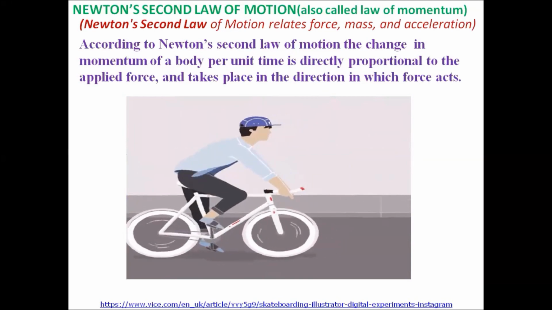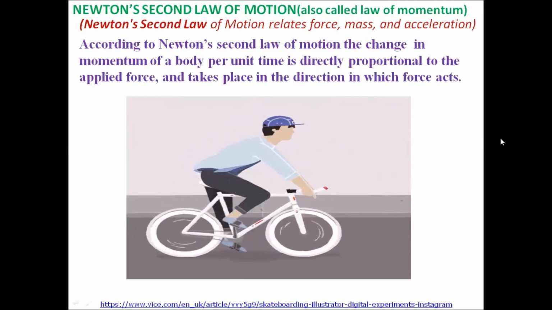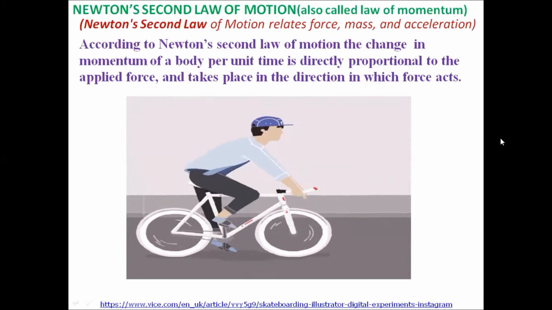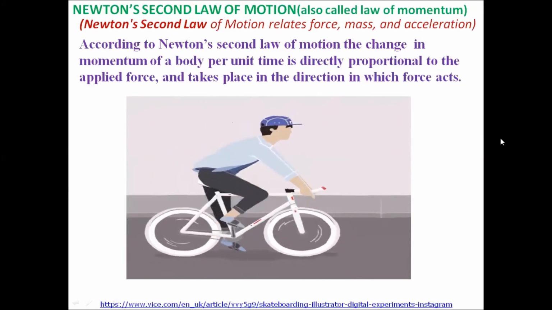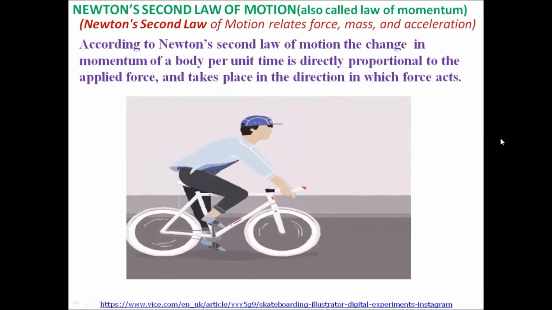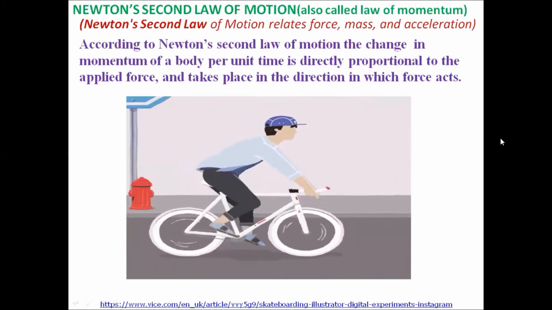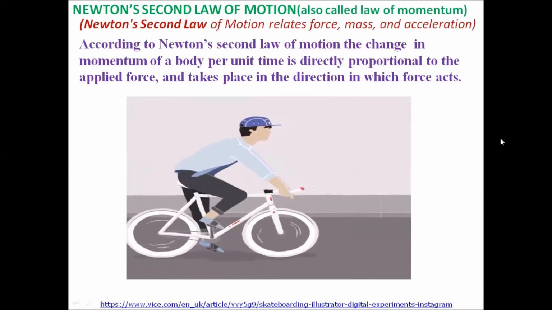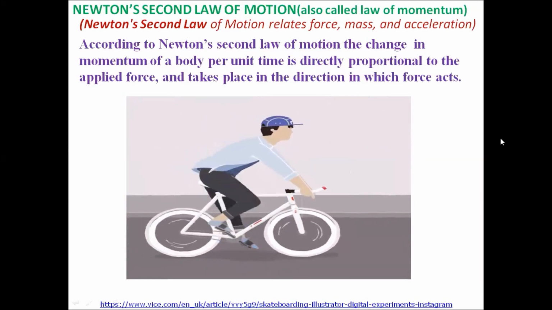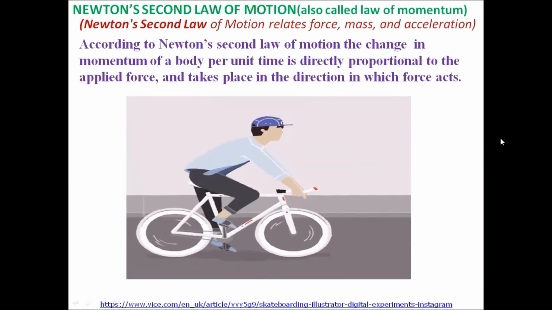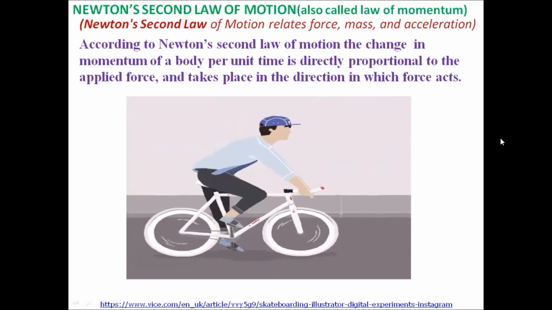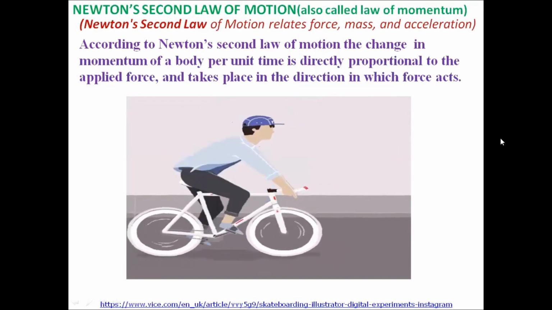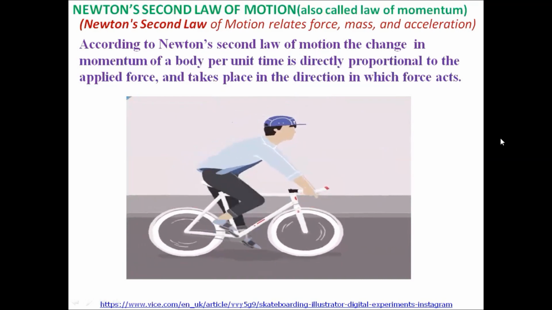Newton's second law of motion, which is also called the law of momentum. According to Newton's second law of motion, the change in momentum of a body per unit time is directly proportional to the applied force and takes place in the direction in which the force acts. For example, from the given animation, we can find that when a person applies force on the pedals of a bicycle, then there is a change in momentum of the bicycle in a given time in the direction of the force applied.